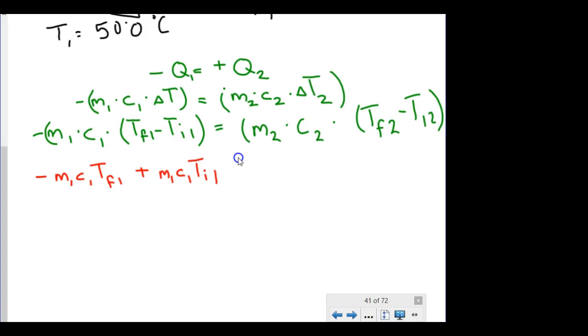Now what I am doing is taking MC and multiplying it by what is in the brackets. So M times C times TF is going to be MC TF. This is a minus, but because this is a negative times a negative, it is going to be a positive. M times C times T initial number 1, right there. I'm going to do the same thing for the other side.